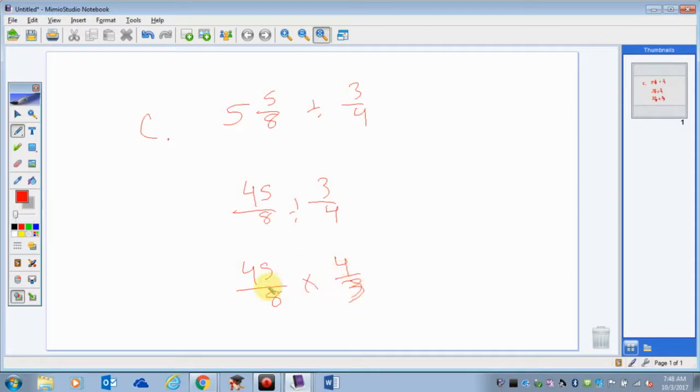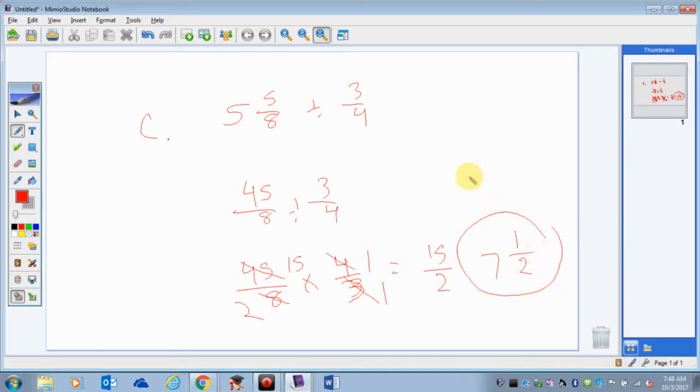You can cross reduce in both places here. The easiest one to see is 8 and 4. 4 will go into both. That becomes 1, that becomes 2. But 3 will also go into 45. So 3 will go into 3 one time. 3 will go into 45 15 times. So I end up with 15 times 1 and 2 times 1. So 15 times 1 is 15. 2 times 1 is 2. 2 will go into 15 7 times with 1 left over 2.